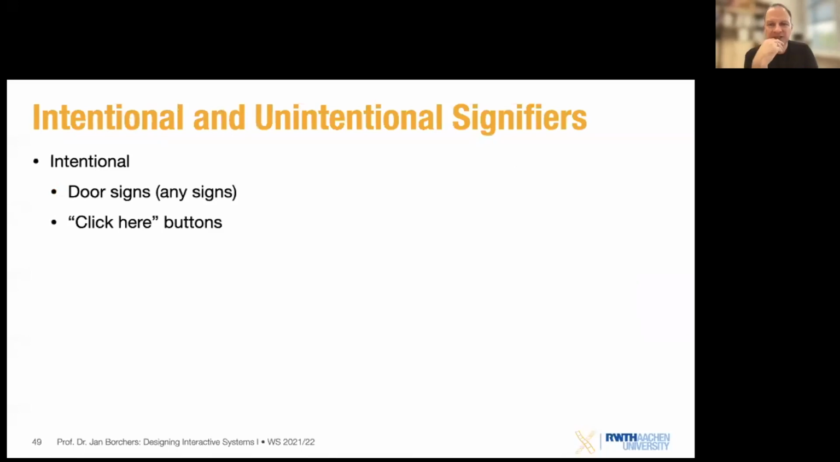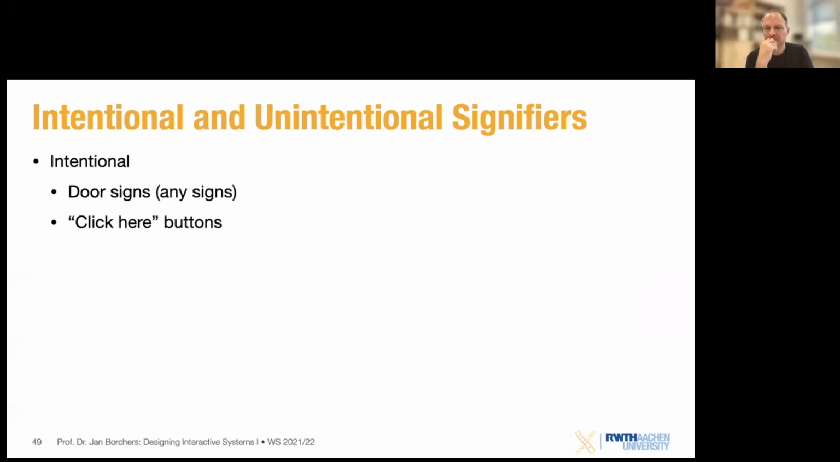Now, I said that affordances and signifiers can be intentional and unintentional. An intentional signifier is, for example, any kind of sign. For example, a door sign or a button that says, click here. I'm sorry, Sarah, there was a hand up. Did you have a question?